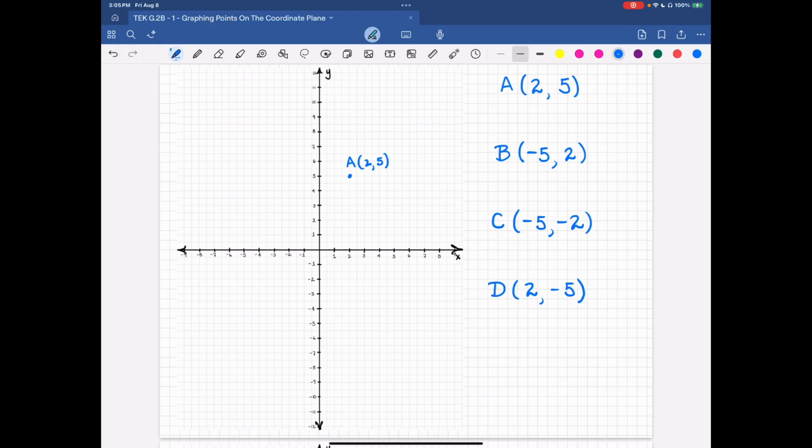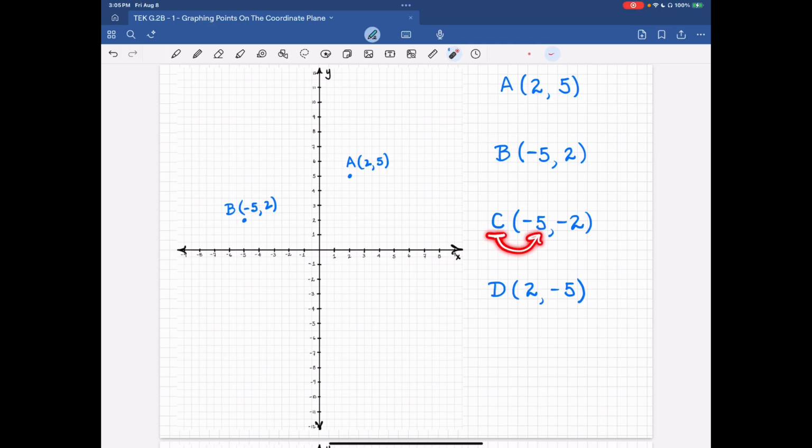We're going to do the same for point B. B has an x-coordinate of -5 and a y-coordinate of 2. So for -5 on my x-axis, I'm going to move over to -5, and my y tells me I'm going to go up 2. So my point B is located here. I'm going to put a dot. I'm going to write B, and I'm going to put (-5, 2).